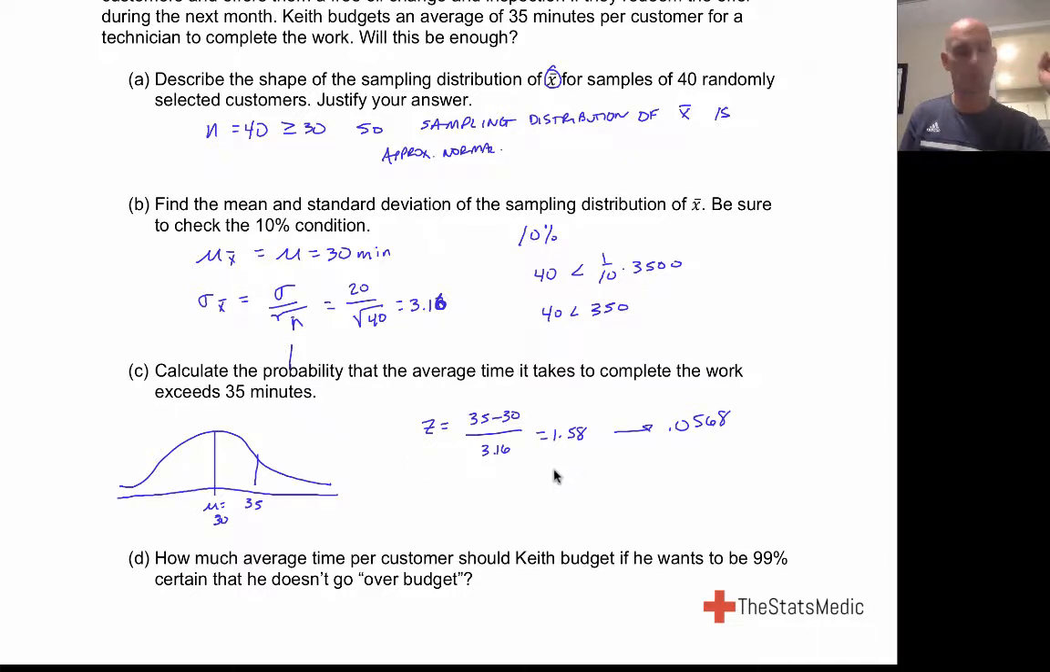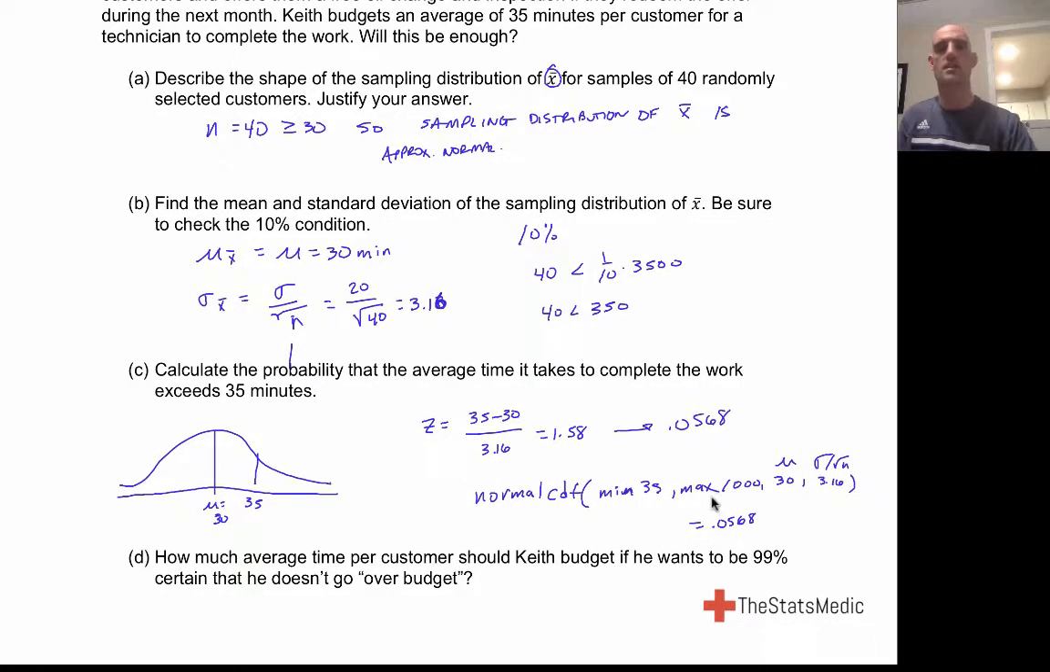We could also do this as a normal CDF. We could say our min is 35, our max is 1,000, our mean would be 30 because it matches, and our standard deviation, of note, is really actually this, but what we put in our calculator would be 30, 3.16, and that would be equal to 0.0568.